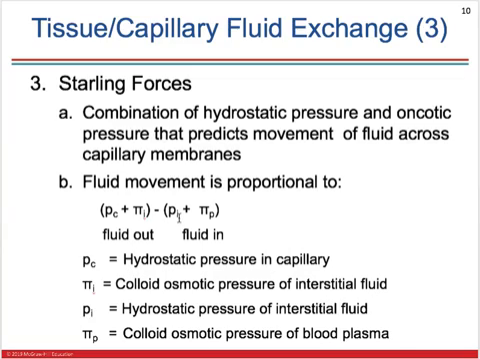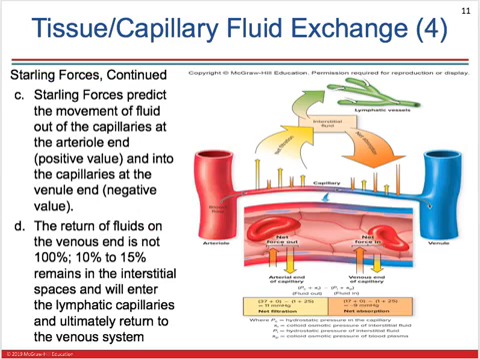And then what's holding the fluid in is the hydrostatic pressure of the interstitial space. Well, that's not much, about 1 millimeter of mercury, plus the colloid osmotic pressure of the blood plasma. That's about 25 millimeters of mercury that's holding it in. So let's take a look at that in more detail with this diagram.